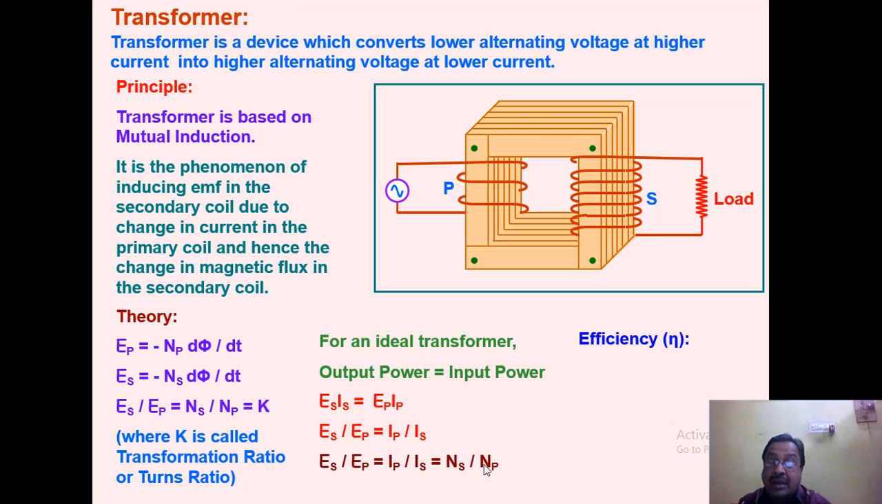Okay, so what is the efficiency of a transformer? Efficiency of a transformer is defined as the ratio between the power output and the power input. ESIS is the power output, EPIP is the power input. To find the percentage efficiency, you just multiply this eta, or ESIS divided by EPIP, by 100. And for an ideal transformer, efficiency is taken as 100%.